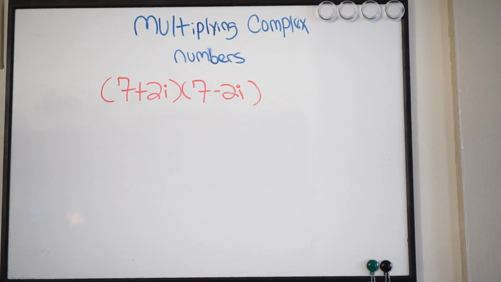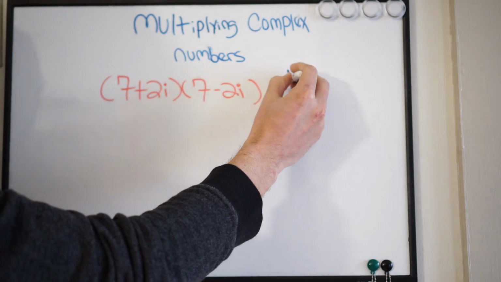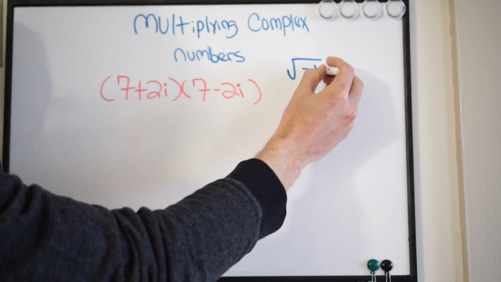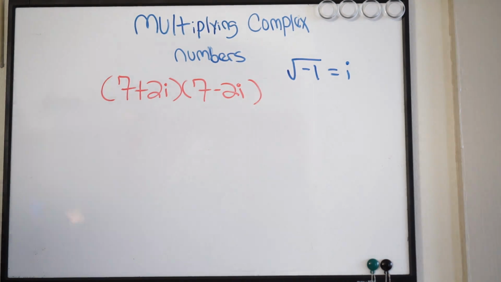Alright guys, today we're going to be talking about multiplying complex numbers. Now before we get into this example, we have to understand a couple of things. First, we have to know that the square root of -1 equals i. Now I covered this in my other videos, so if you are unaware of taking the square root of negative numbers, make sure you check out that video.